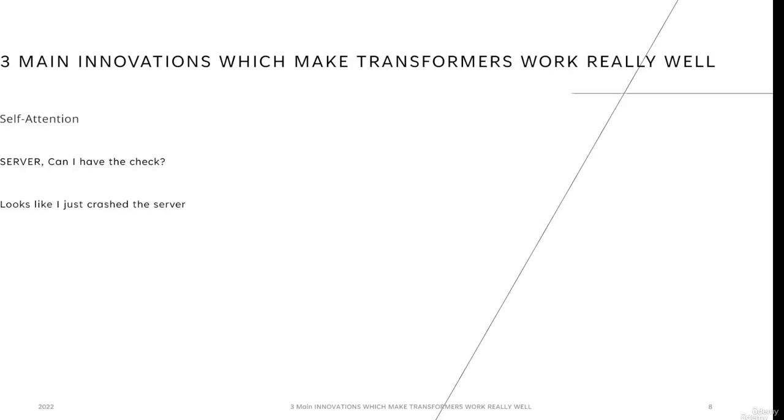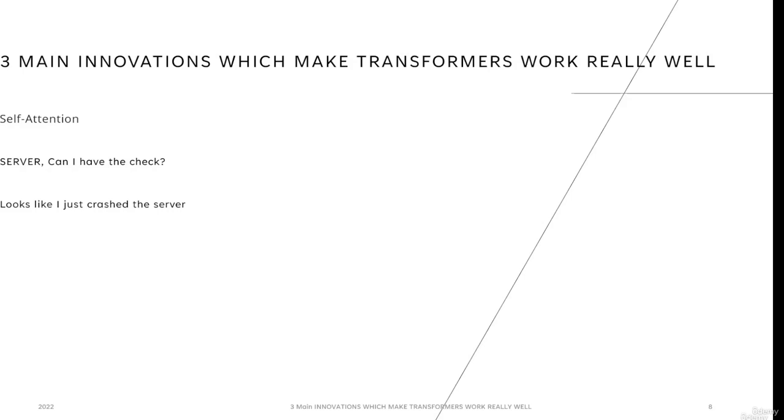By looking at the context of the surrounding words, self-attention helps the neural network understand the word in context of the words around it. If you look at this example, "server, can I have a check" is totally different from "looks like I just crashed the server." Even though the word in both of them is server, the meaning is completely different. So if you understand the context and are trained on it, you can actually make better inferences.